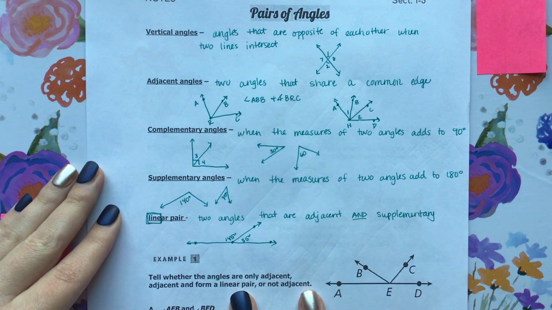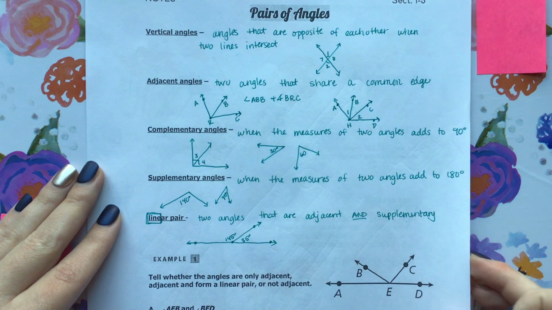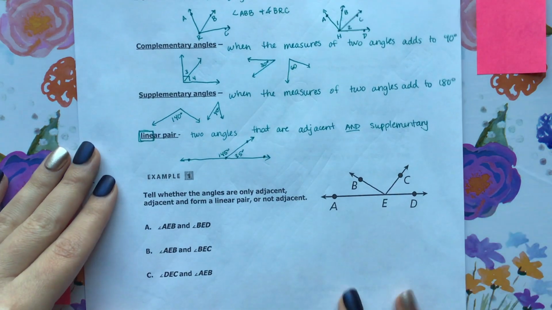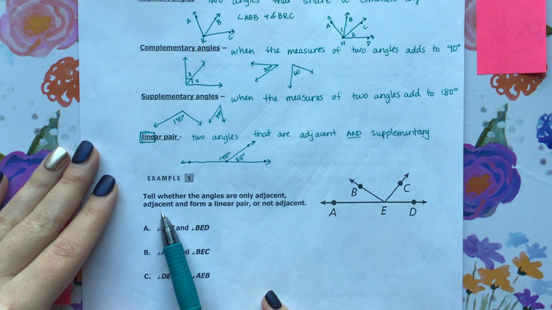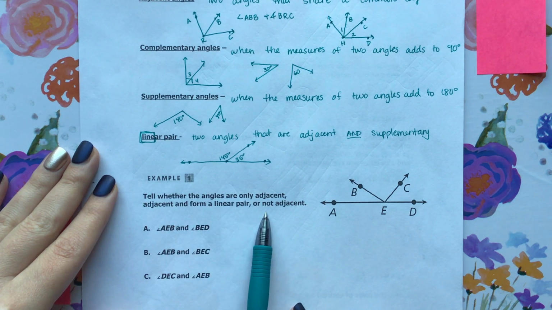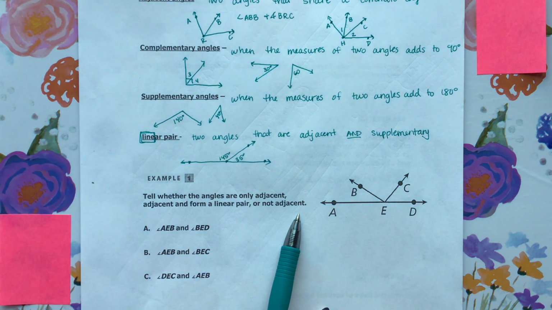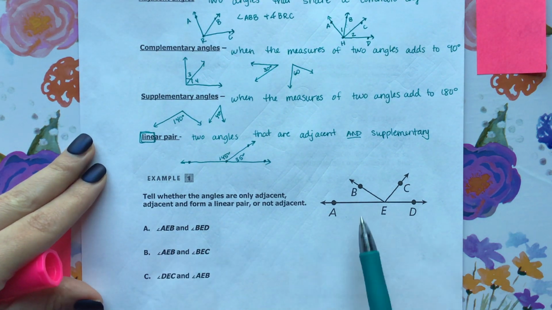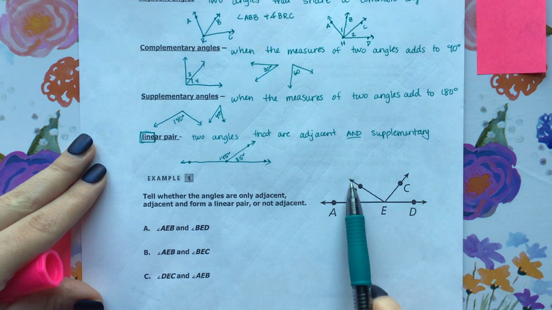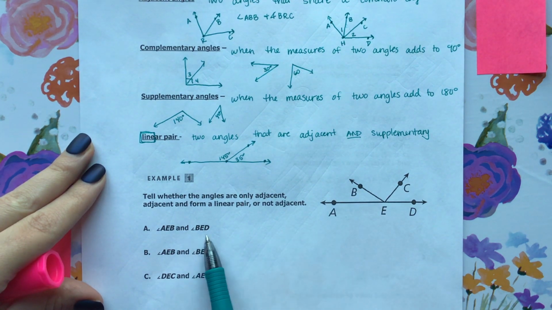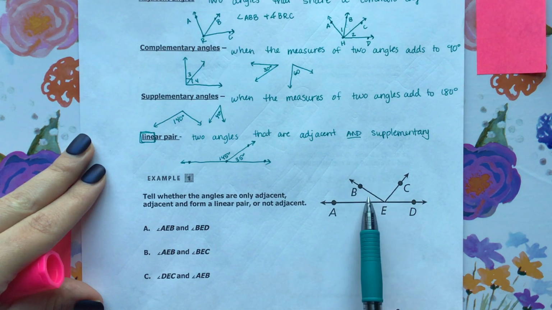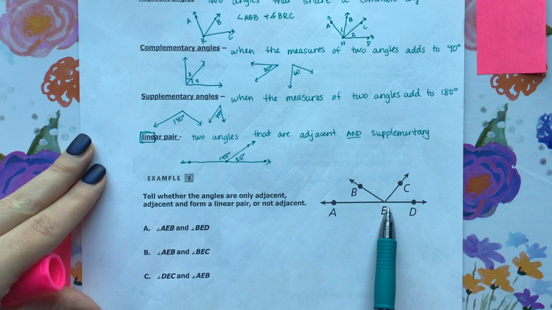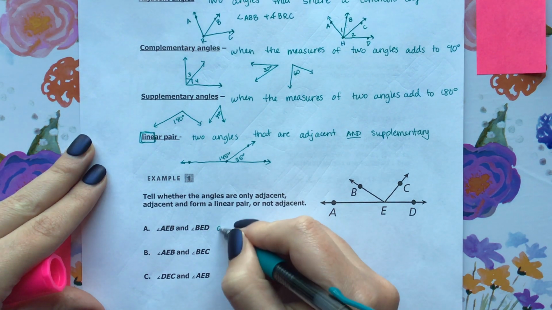So now these are all of our vocabulary that we're going to be using for today. Let's practice with that a little bit. In this first example, it says, tell whether the angles are only adjacent, adjacent and form a linear pair, or not adjacent. So in this first one, we have angle AEB, so this part right here, and BED. Well, notice that AEB and BED both share this ray EB. So that means that they are adjacent.